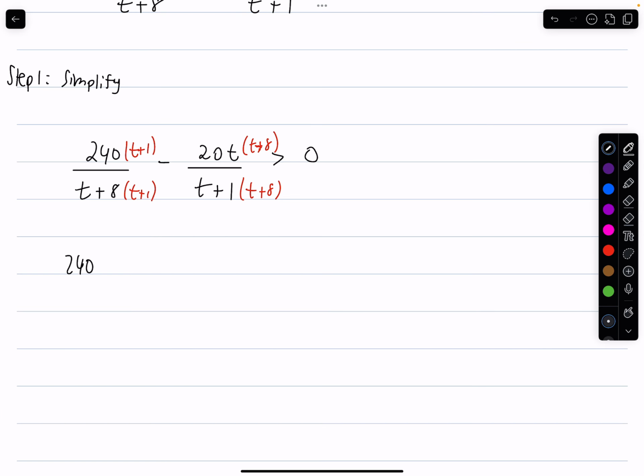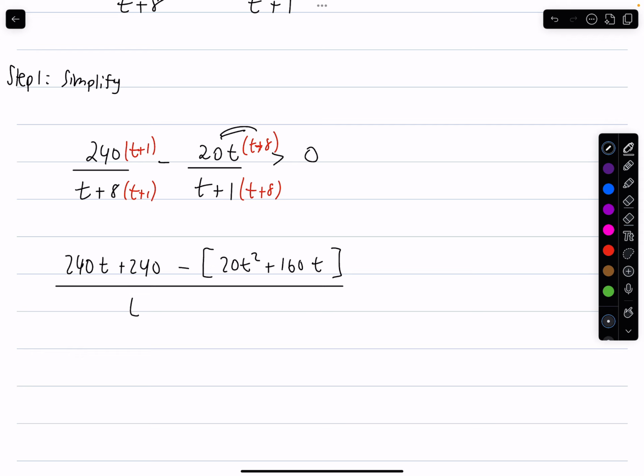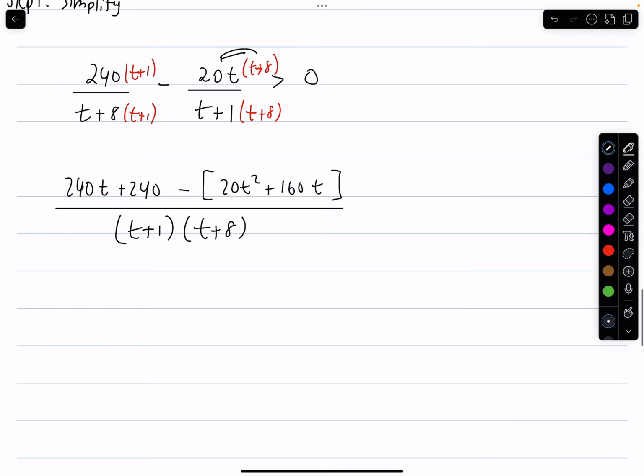We're going to simplify 240t plus 240 minus, and mind you, I open up that bracket just to keep my stuff neat, 20t squared plus 160t. And the denominator, we're going to have t plus 1, t plus 8. And then I'm going to evaluate the negative, so negative 20t squared minus 160t.